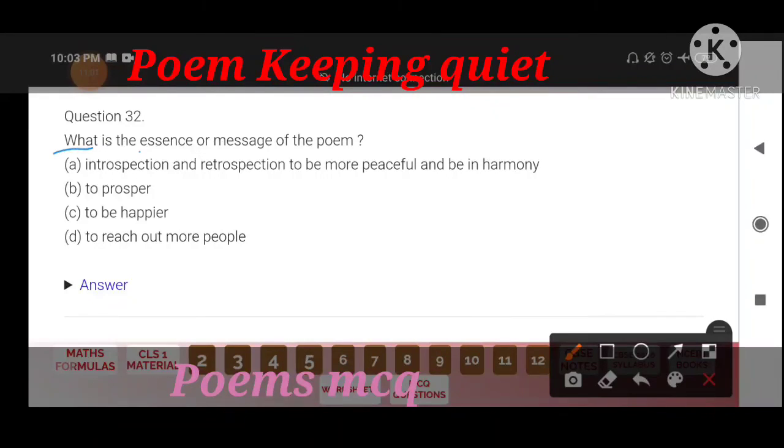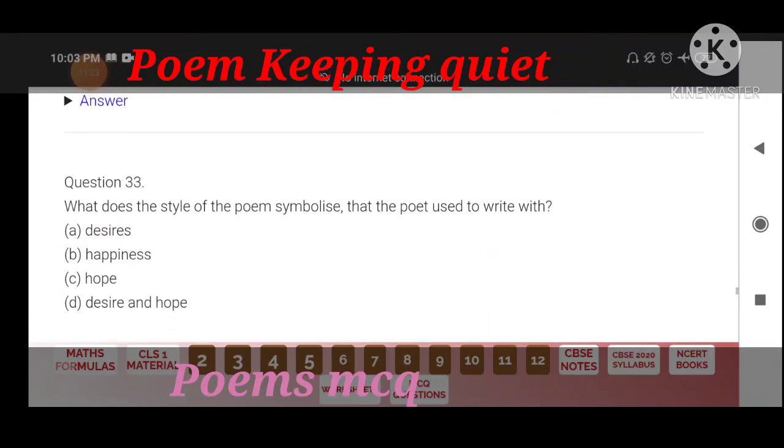What is the essence of message of the poem? Introspection and retrospection, to be more peaceful and be in harmony, to prosper, to be happier, to reach out more people. Answer will be introspection and retrospection, to be more peaceful and to be in harmony.